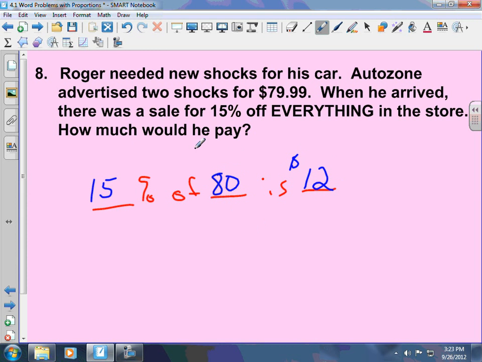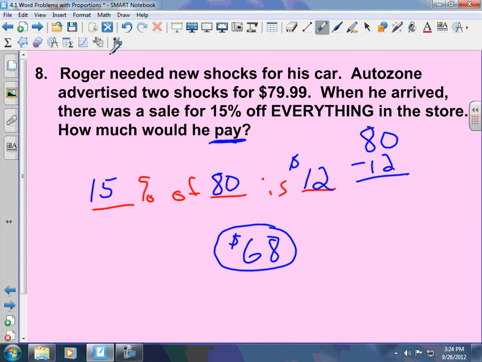However, this time, they want to know how much would he pay. How much would he pay? Well, he's saving $12, so I have to take how much they originally were and subtract $12, because that's my discount. The shocks were $80. I got a $12 discount, so I subtract it, and I find out that the shocks cost $68. So my answer is $68.